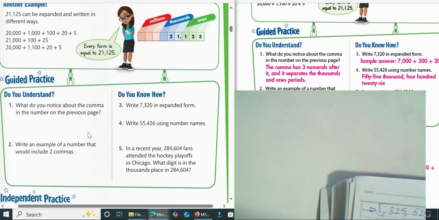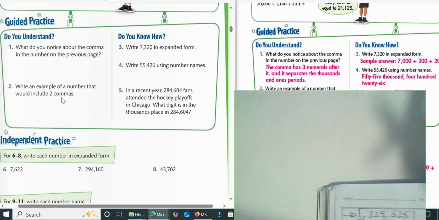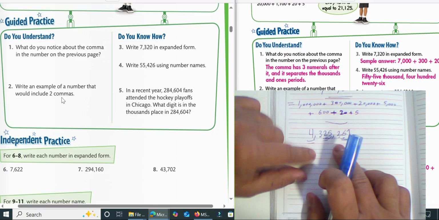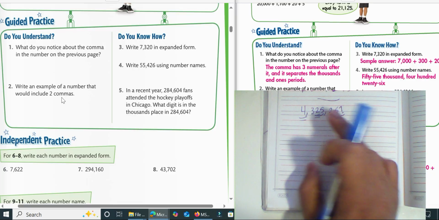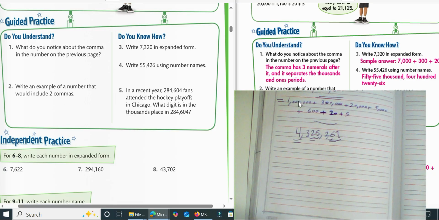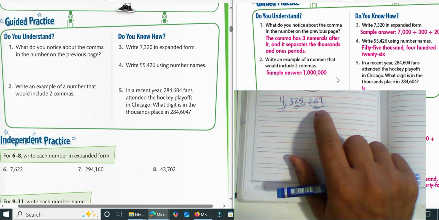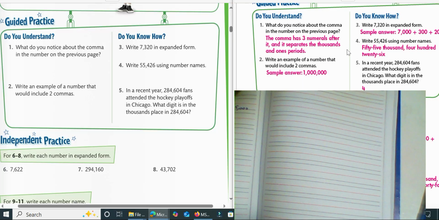Question number 2: write an example of a number that would include two commas. You can write any example you like, a number that contains two commas, as you can write 4,325,261. So the answer here is like this, 1 million, or any number you like. Okay, next, question number 3.